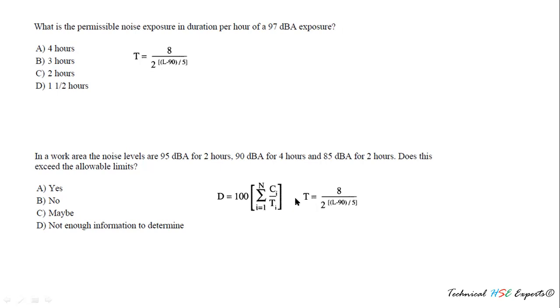For 90 it is 4 by 8, and for 85 it is 2 by 16. Again, it will be 100 into 2 by 4, 4 by 8 and 2 by 16. If you do the math, you will end up with 1.125 inside the bracket. Multiplying by 100, it will be 112.5 percent.